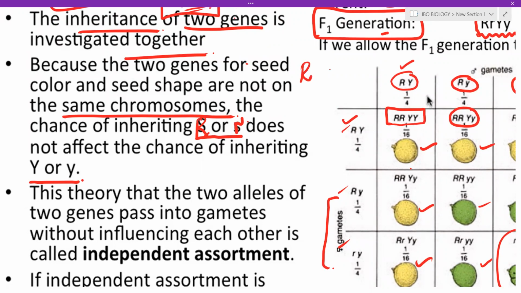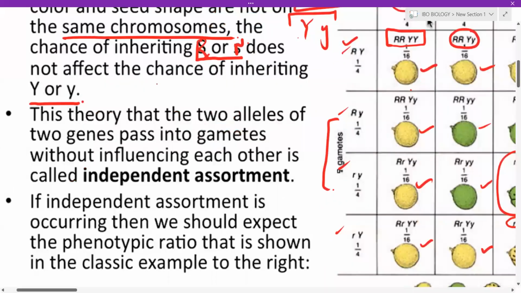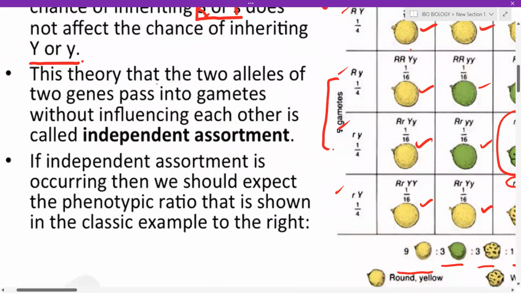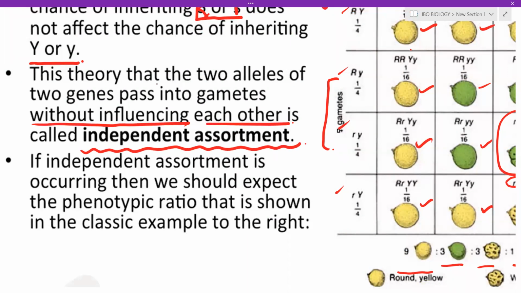Okay, capital R is round and small r is wrinkled. So inheritance of these would have no effect on the inheritance of Y. Therefore, they would assort independently and they would follow Mendel's law of independent assortment. Okay, in this theory, the two alleles of the two genes pass into gametes without influencing each other. Okay, they're not linked. It's called independent assortment, and independent assortment is possible only in unlinked genes, if they are not on the same chromosomes. If they were on the same chromosome, then they would not assort independently unless and until crossing over occurs, of course.